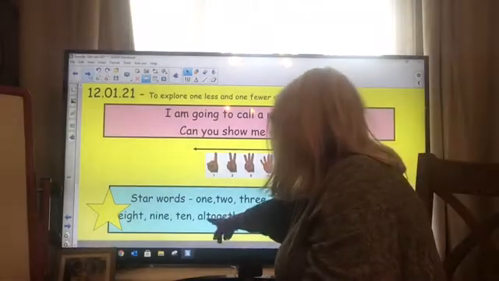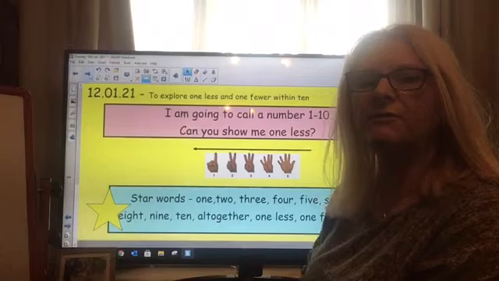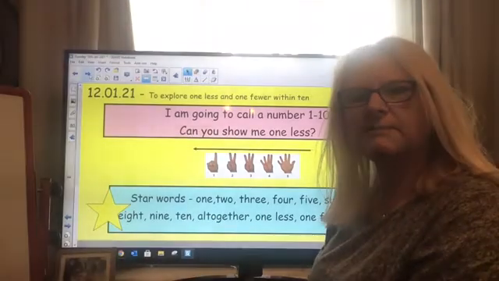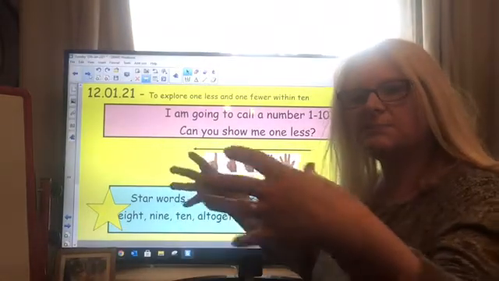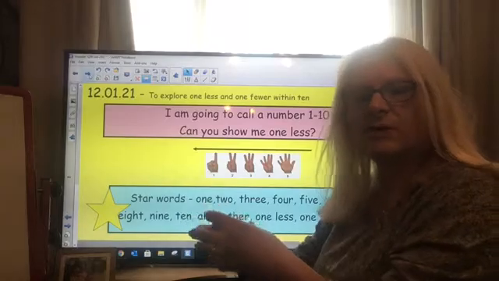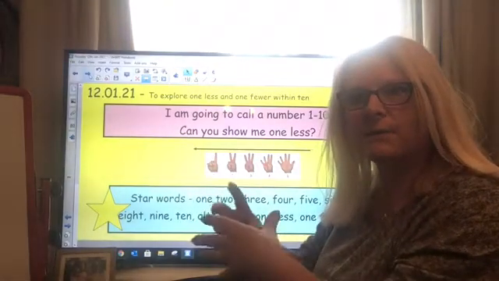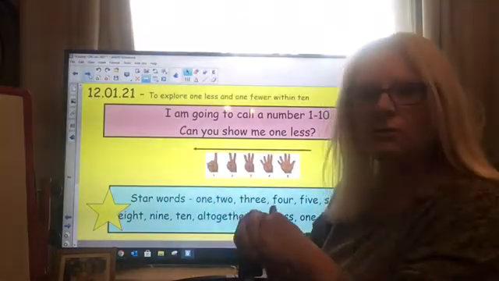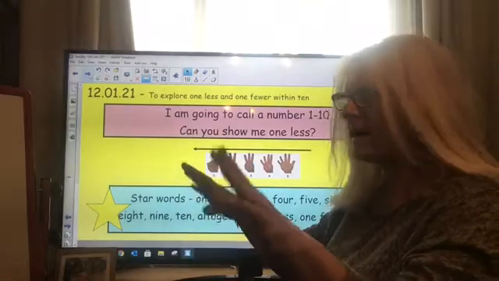And we've got this word. We've had this word together, all together before. All together, what does that mean? That means when something is put together, doesn't it? So if we're all together in a room, that's everyone there. So in maths, when we talk about all together, we talk about how many are there.